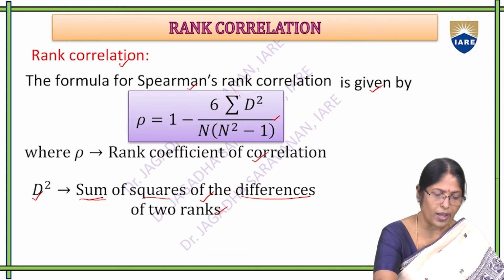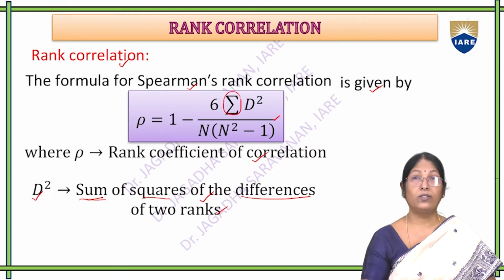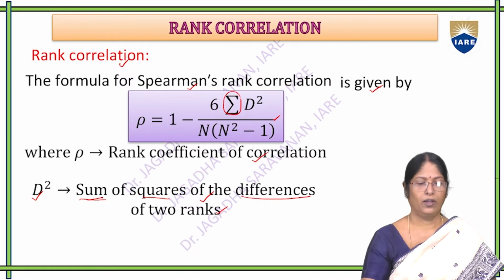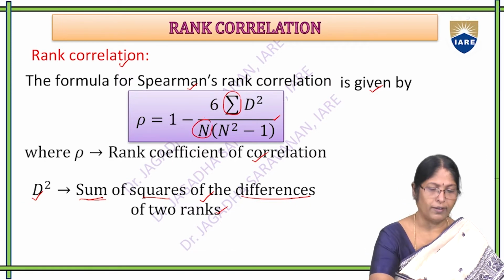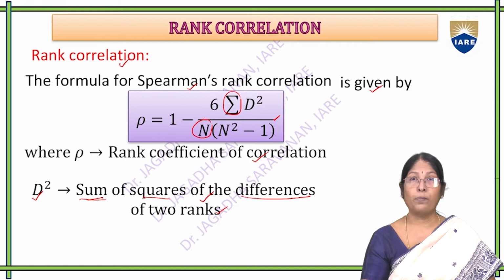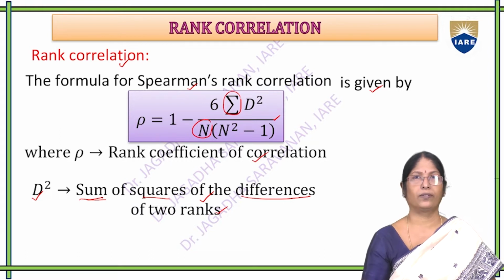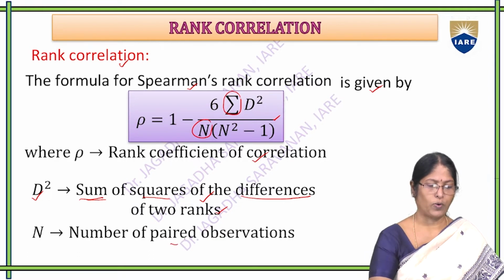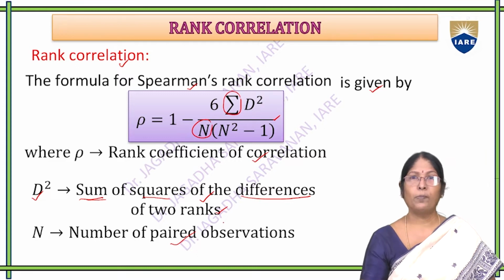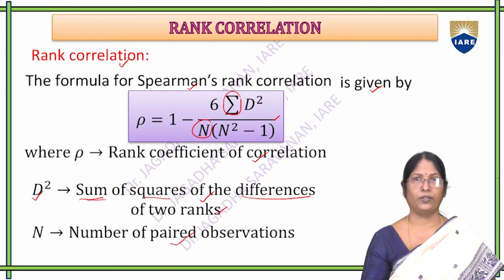Here in the formula, the symbol denotes summation. What about this capital N? It represents the number of paired data. That is what is written here, the number of paired observations.